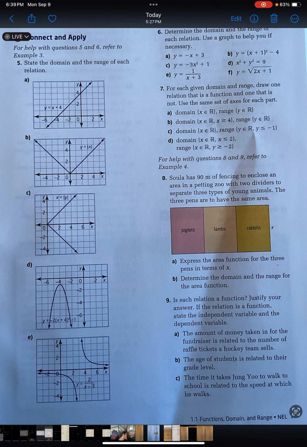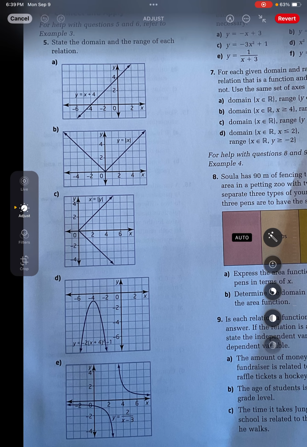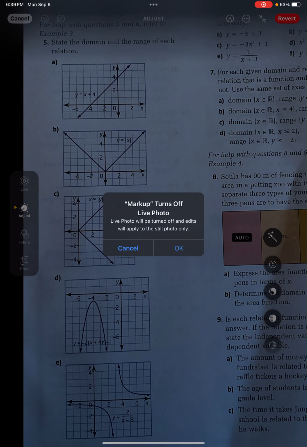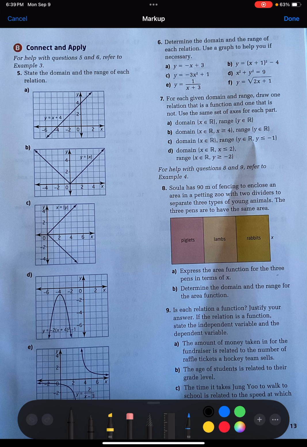Okay, we're looking at question 5. So let's try and do question 5. Here we have: state the domain and range of each. Okay, so here it looks like it's going forever. So let's turn this into a little bit colorful.